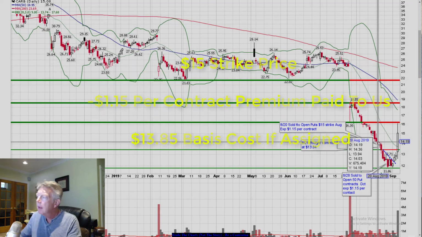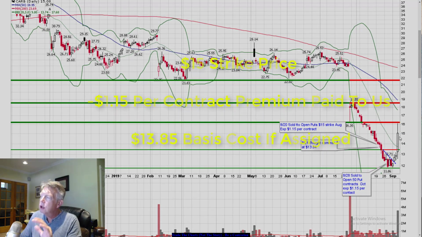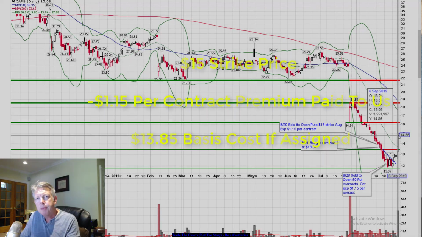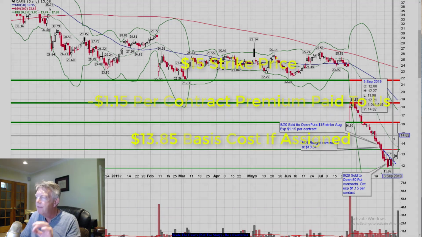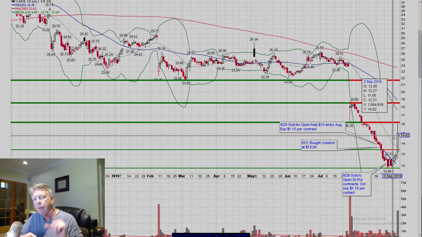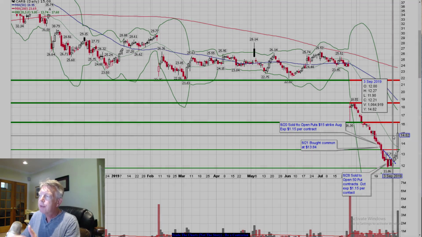What did that do? If the shares were put to us when the options expired in late September, our basis cost wouldn't be $15 per share. Remember, we were paid a premium of $1.15. So our true basis cost is $13.85. So that put us right at where we wanted to be, right at historical support. So, okay, we used the options to open up a position.